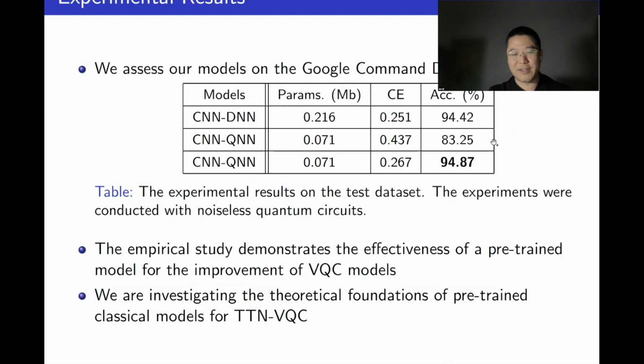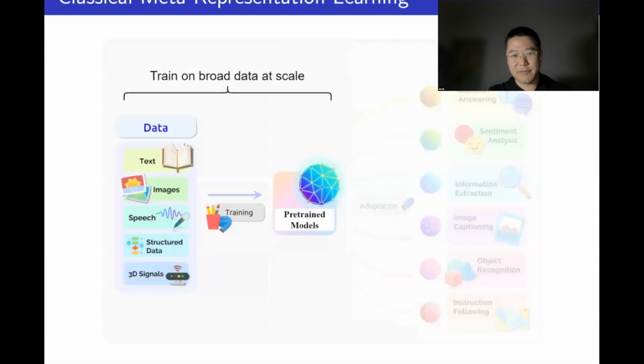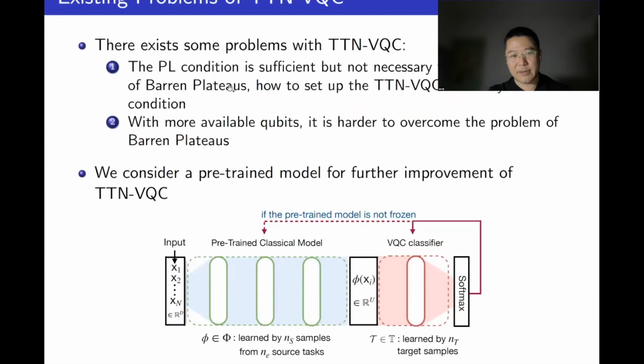So from this experiment, our observation is that the pre-trained model can be very helpful for improving the training of quantum architecture. This motivates us to investigate whether, if we use a pre-trained model, we can more effectively resolve such a problem. One assumption is that if we use a pre-trained model, it's easier to satisfy the PL condition. The second is that if we use a pre-trained model, we only need a very small number of qubits. We have a very powerful feature representation, so maybe we can use a small-dimensionality feature representation.